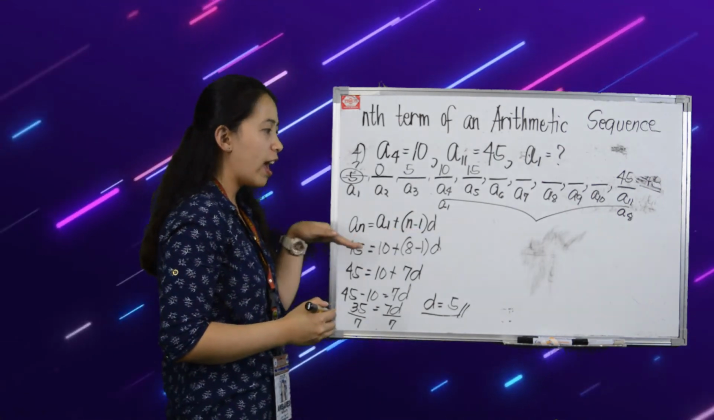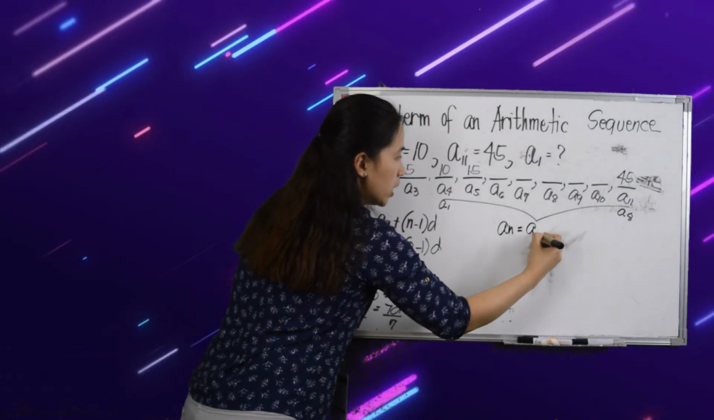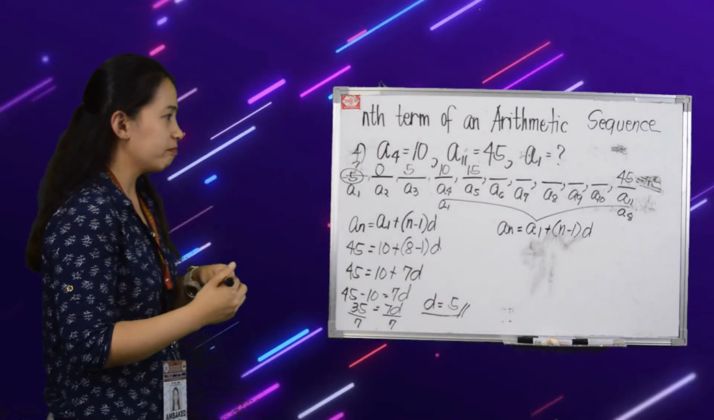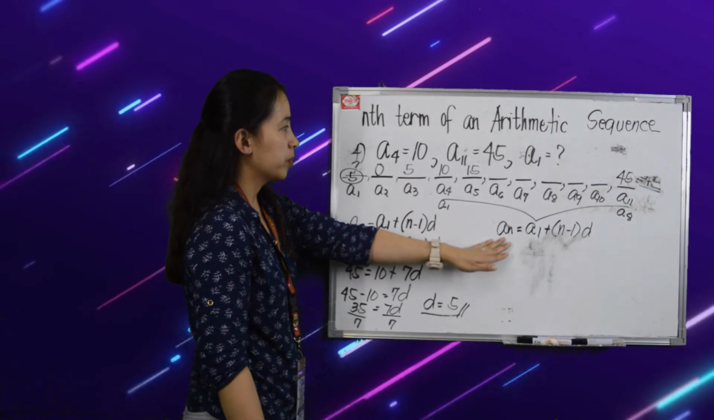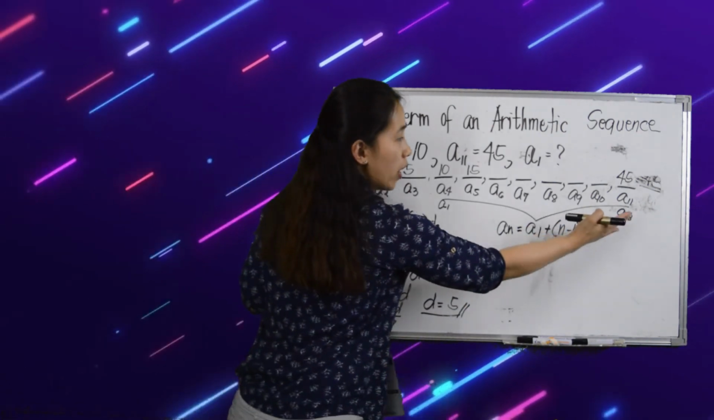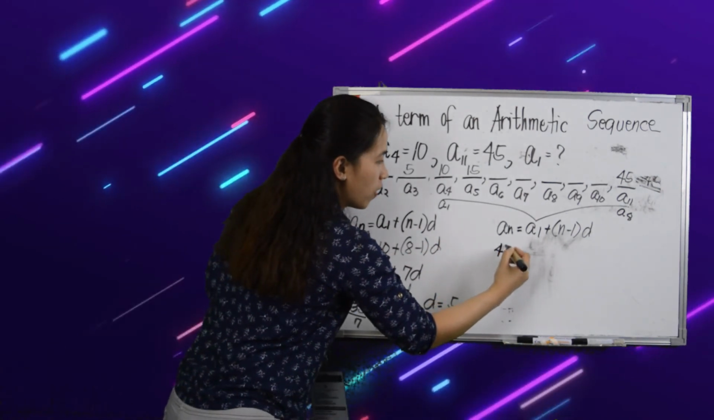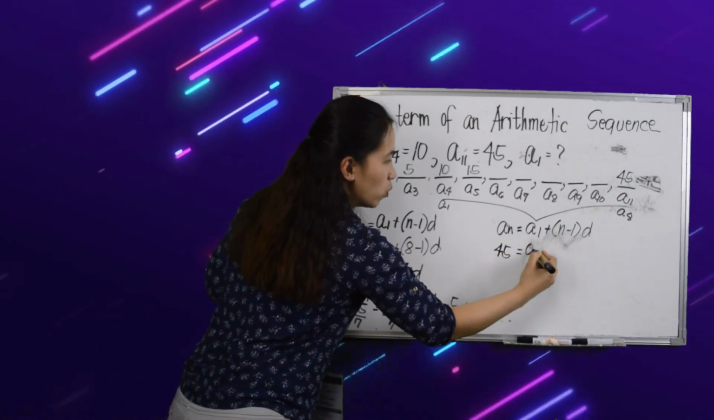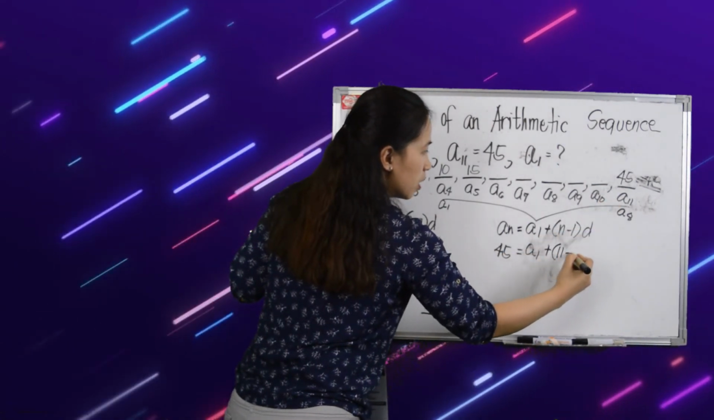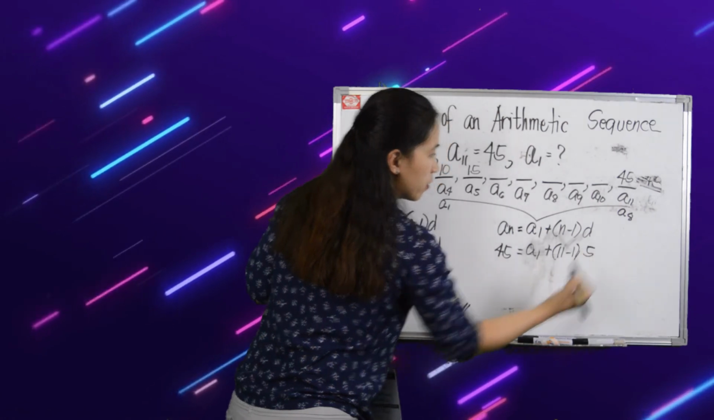Another is to make use of the nth term. So that will be a sub n is equal to a sub 1 plus the quantity n minus 1 times d. So what is our last term? We can either use a sub 4 or a sub 8. Let's make use of a sub 11, I should say. Let's make use of a sub 11. So that will be 45 is equal to a sub 1, which is unknown, plus our n is 11, minus 1 times, what is d? The computed value, it is 5.